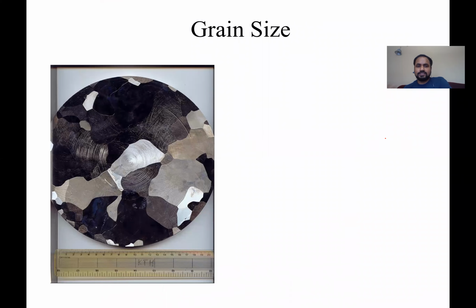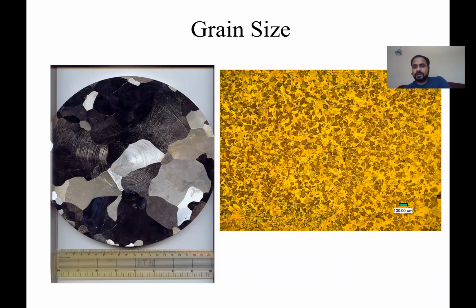This is just some examples of how big a grain can be compared to how small. Like these grains, which you see here, these are of centimeter scale, whereas these grains that you're seeing here, they are of the micron level scale. So depending on different processing condition, you can have grains which are really big compared to grains which are really small.